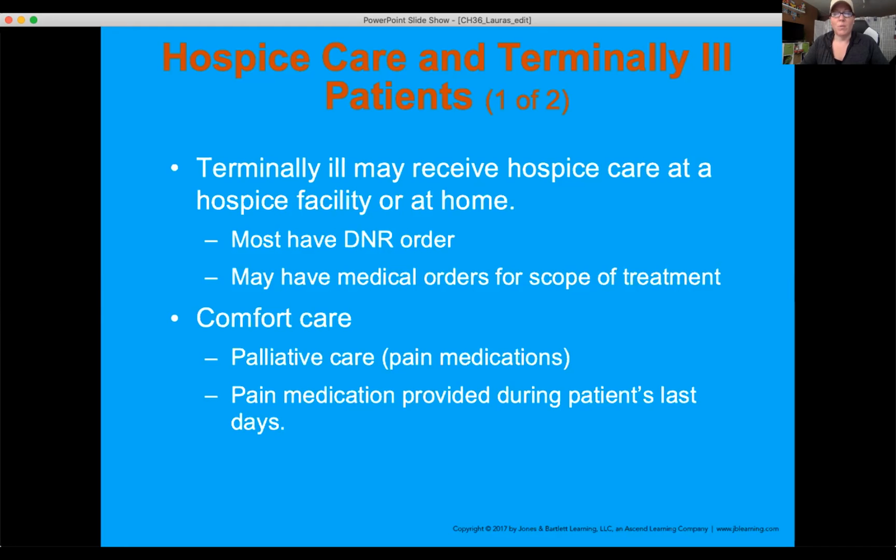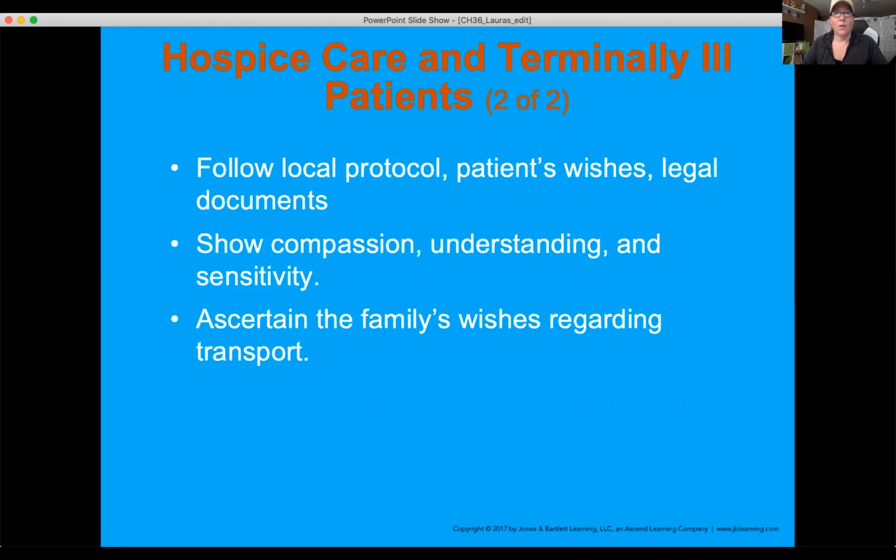But just remember, you go back to all those things that can happen on a scene. Talk about your medical legal chapter. You need to review that again when we're talking about patients who are on home hospice. All right, follow your protocols, and then find out what your patient's family wants, but also what the patient wants if they're still talking to you.